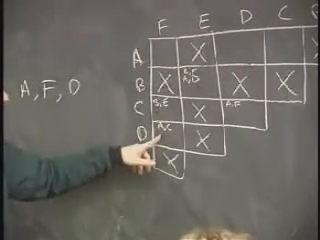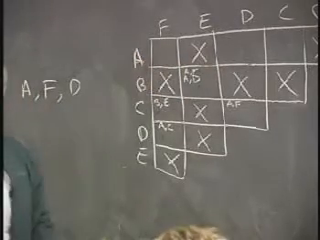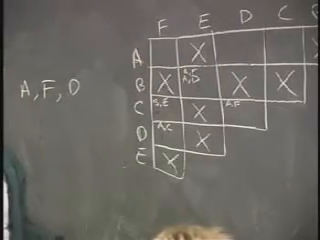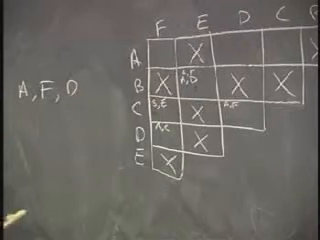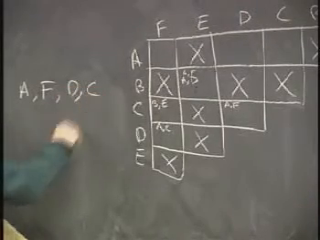If there had been an X here and no X's in all the other places, it means you made a mistake. You made some error. If AF and AD are indistinguishable, then so are F and D indistinguishable. And AC is indistinguishable.